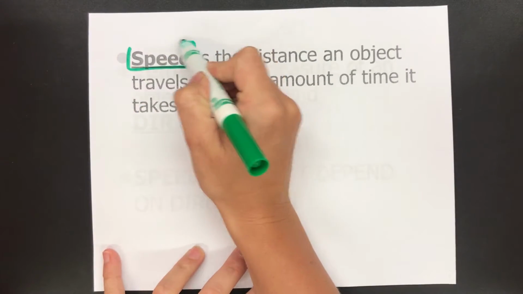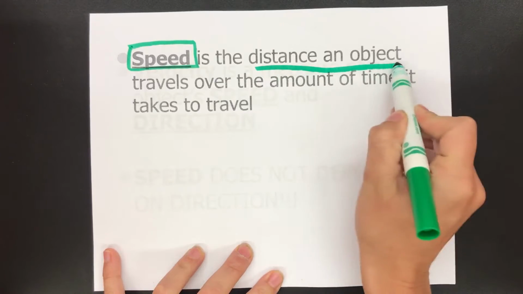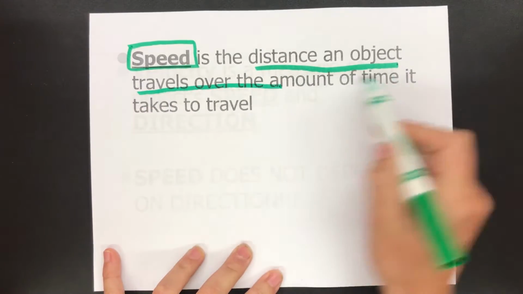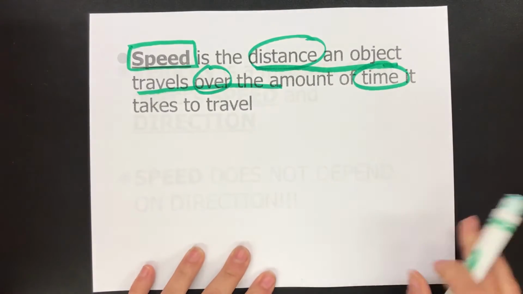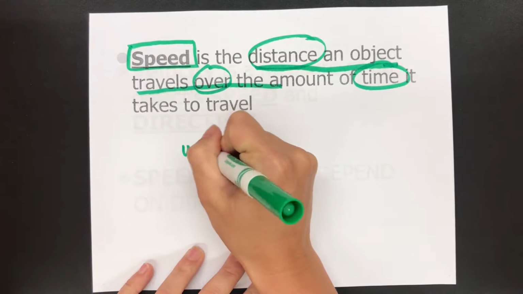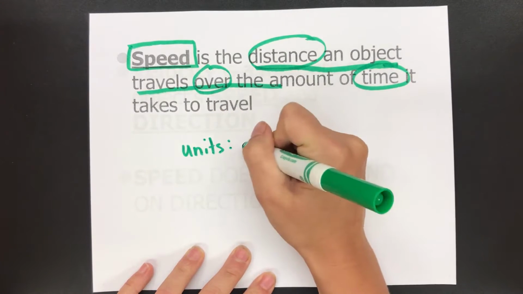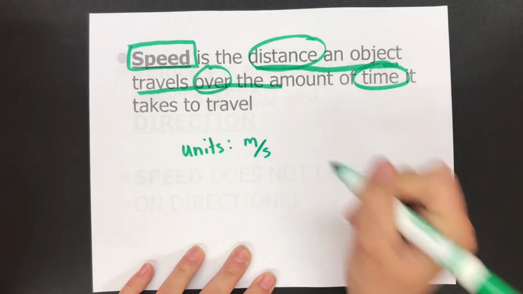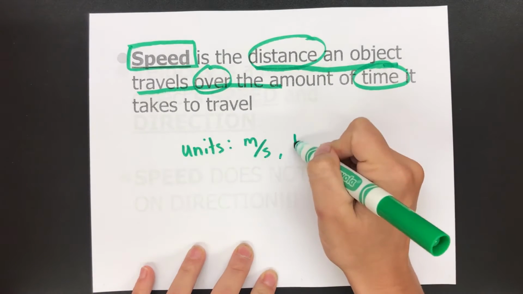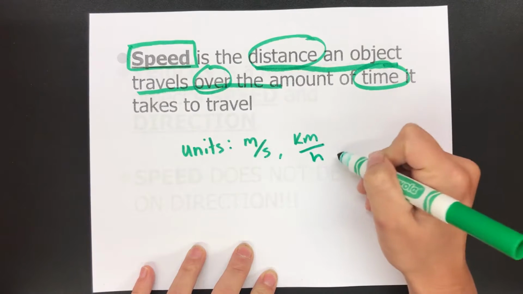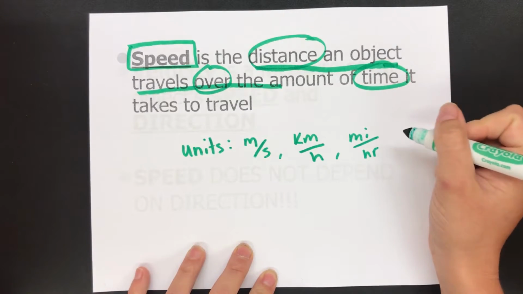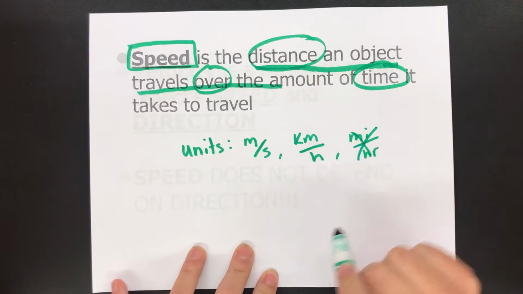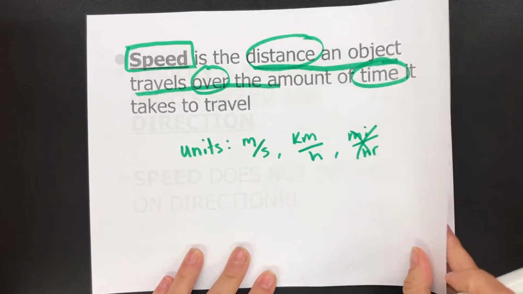Speed is the distance an object travels over time. So distance over the time it takes to travel. Some units, because you need to make sure you know your units of things, are going to be things like meters over seconds, which is the one we use the most, or it could be kilometers over hours. What you're used to is miles per hour, but most likely we won't use that too much in here because remember we're doing the metric system. Okay, so distance over time.